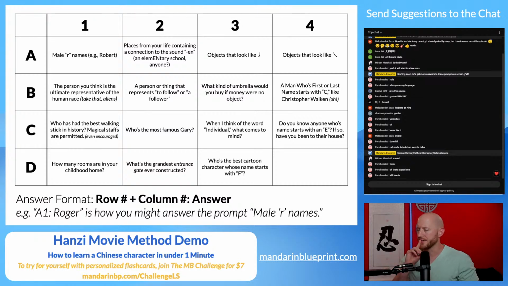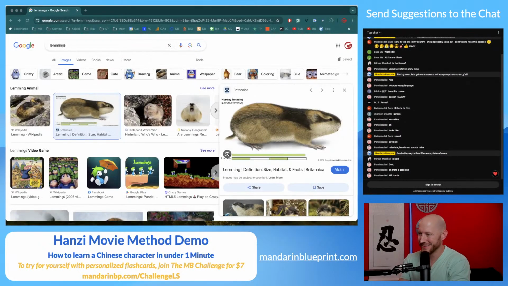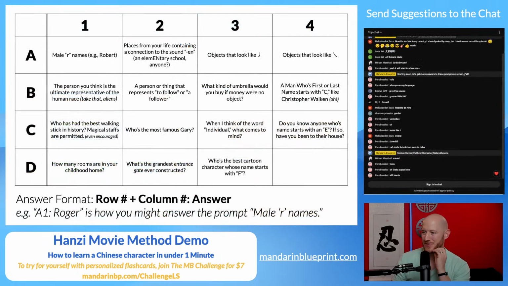And then let's see here. What else could we have? Well, lemmings, right? Lemmings just follow each other off a cliff. Let me just see here. Lemmings. Yeah, these little guys, they just follow each other off the cliff and they all crash, right? And so if we imagine lemmings for follow, I think that actually is pretty good. So let's go with that.